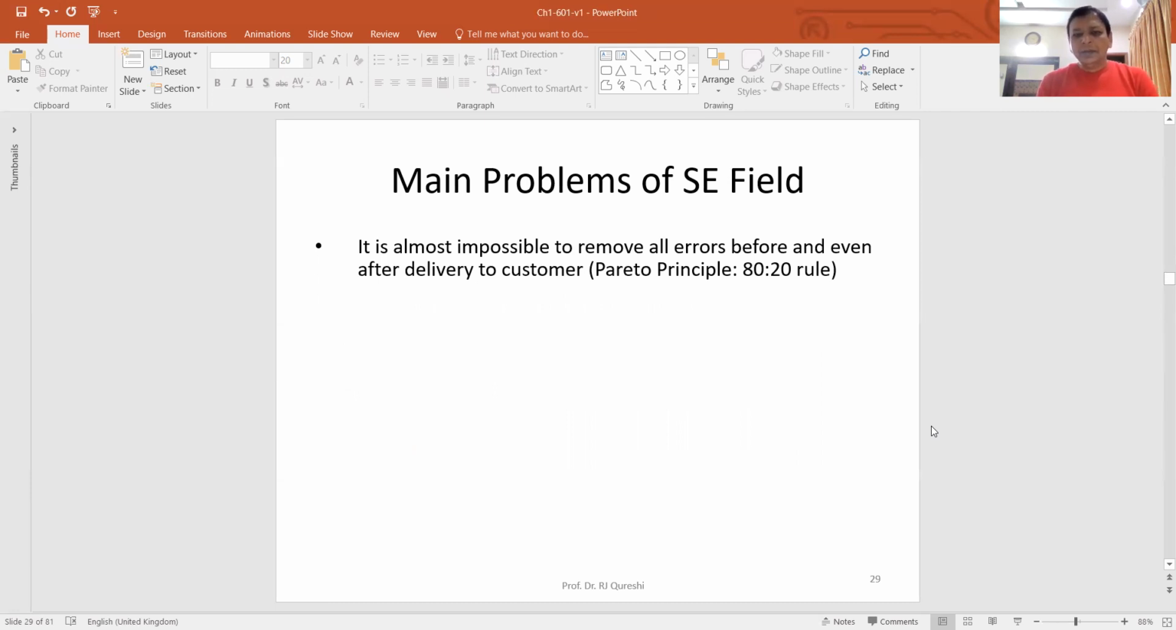Another common problem in software industry, in software field, it is almost impossible to remove all errors before and even after delivery to the customer. And we have a Pareto principle, which is called 80-20 rule, that 80% of bugs arise from 20% of the code. And you can imagine how many bugs are there in the 100% software.